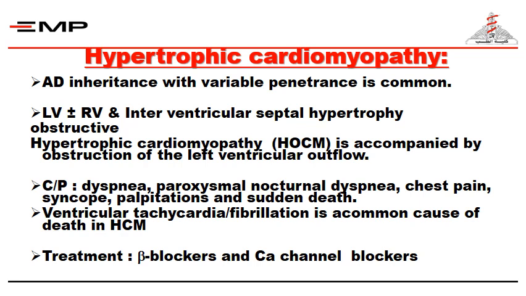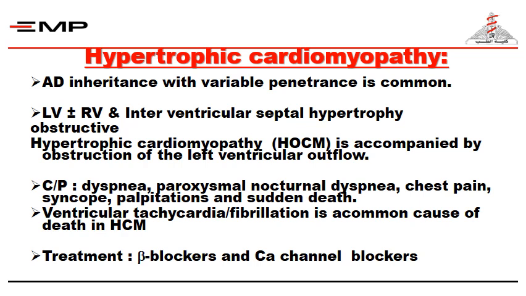And it is of variable penetrance, meaning that not all have the same severity of the disease. Some of them have a severe form, some of them have a milder form of the disease. In this condition, there is left ventricular hypertrophy. The right ventricle might or might not be hypertrophied, and there is an interventricular septal hypertrophy, and it may be obstructive. Hypertrophic obstructive cardiomyopathy, or HOCM, is accompanied by obstruction of the left ventricular outflow, and it is a more severe condition and presentation.